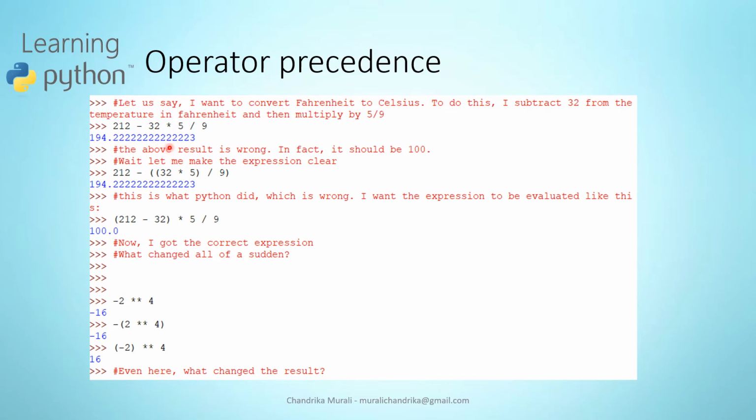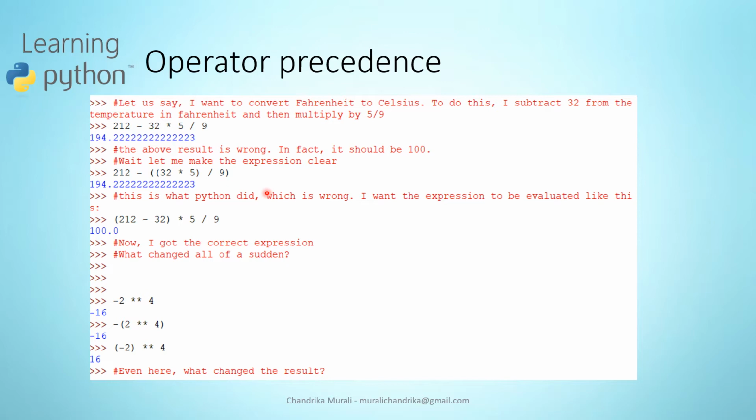But I am not getting this in Python. What is wrong with this statement? I have given 212 minus 32 into 5 by 9, but again I am getting the wrong answer. This is because the evaluation of the expression should be 212 minus 32 done first, and then 5 by 9 done, and both should be multiplied. But what Python is doing is 32 into 5 divided by 9, that is then subtracted from 212. So this is giving the wrong answer.